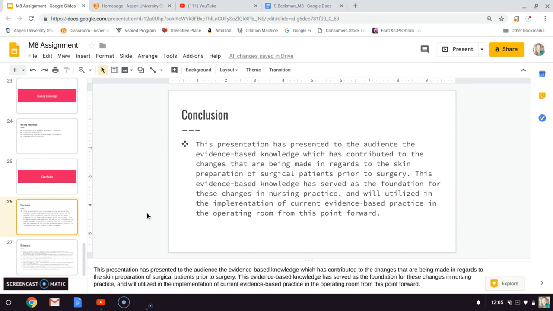This presentation, in conclusion, has presented to the audience the evidence-based knowledge which has contributed to the changes that are being made in regards to the skin preparation of surgical patients prior to surgery. This evidence-based knowledge has served as the foundation for these changes in nursing practice and will be utilized in the implementation of current evidence-based practice in the operating room from this point forward.